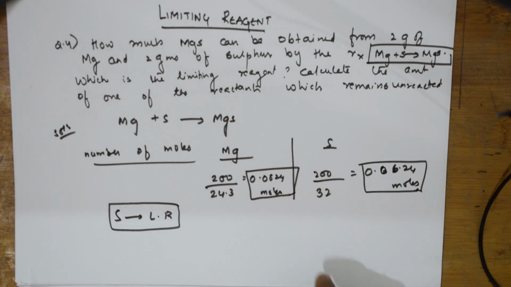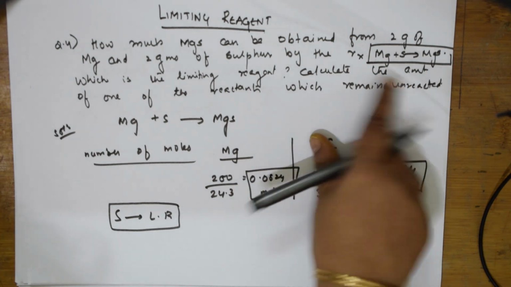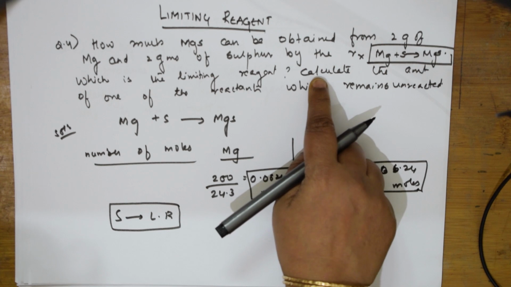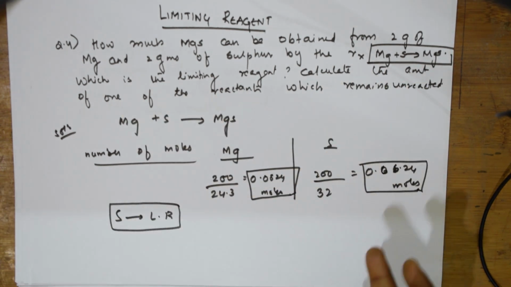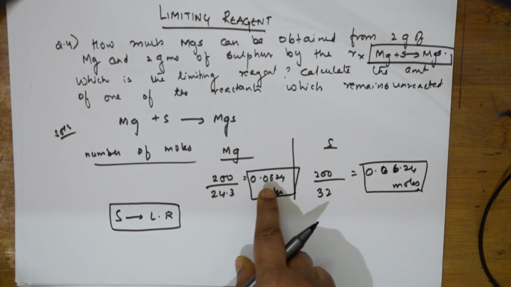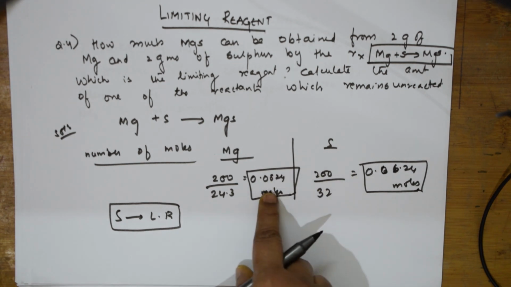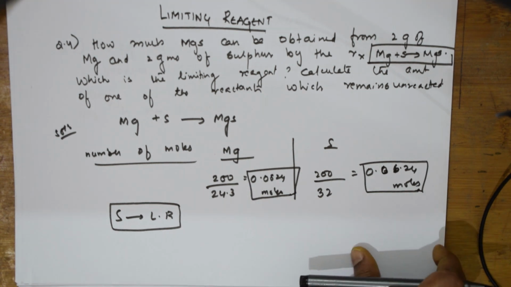Now what should I find? I need to calculate the amount. This part is over. We'll come here. Calculate the amount of one of the reactants which remains unreacted. So which is remaining unreacted? That means whichever is in excess. That is magnesium. Now we'll see, sulfur is so much, magnesium is so much. So we'll calculate both. Let us turn the page. We'll calculate both the cases.